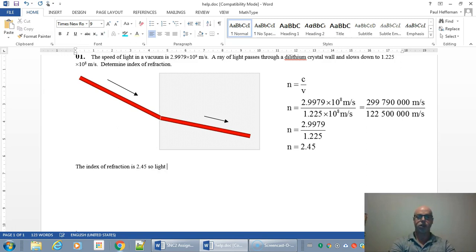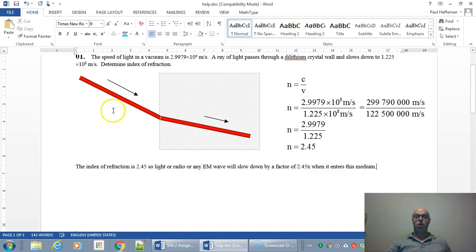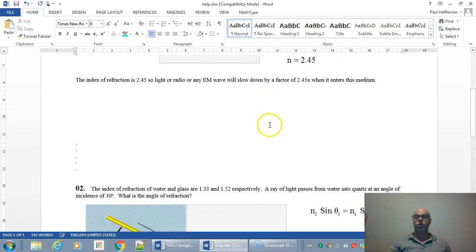So light or radio or any EM wave will slow down by a factor of 2.45 times when it enters this medium. Okay, so if you go from the vacuum of space into this medium, you're going to slow down quite a lot. Okay. So that's the index of refraction calculation.